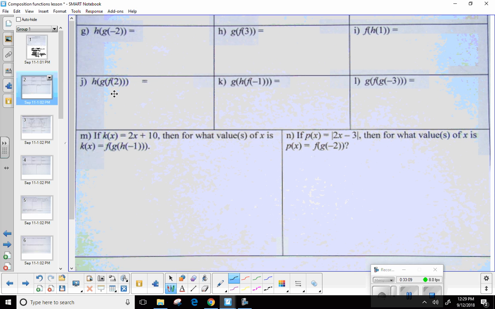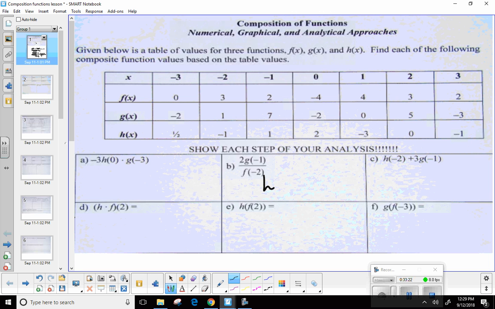Okay. J, let's try this one. H of G of F of 2. Okay, good. All right, so let's see how he got that answer, because Angel's already saying 1/2. So H of G of F of 2. All you want to do is just work from the innermost function out. So first, what's F of 2? So function F when x is 2, that gives me 3, right? So I'm just going to replace F of 2 with 3. So now I have H of G of 3.